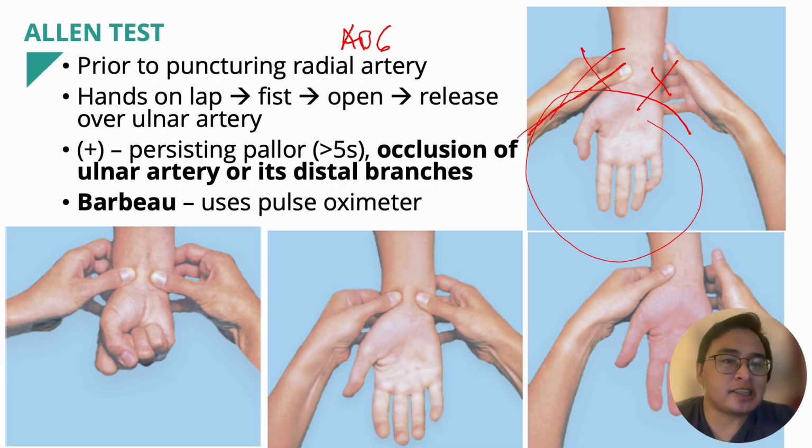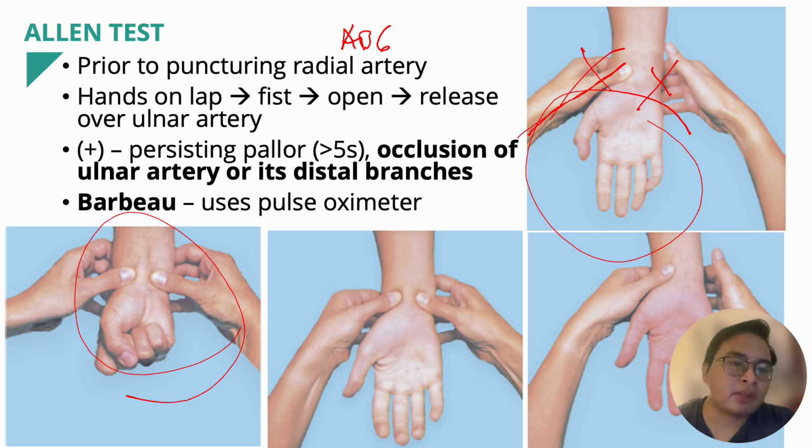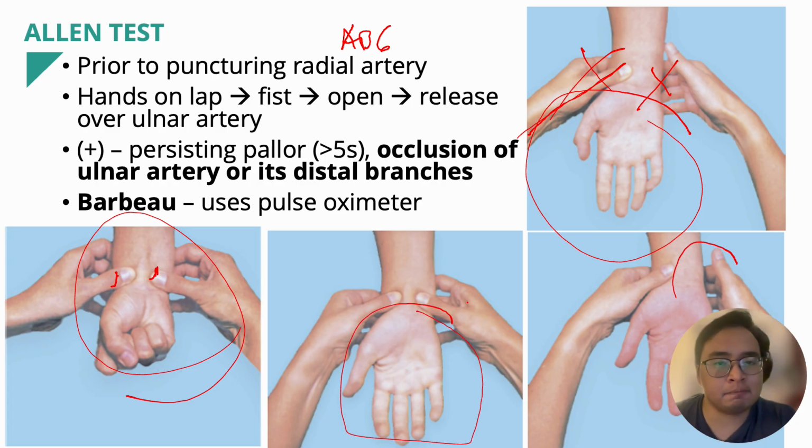You place the patient's hands on their lap. You ask them to make a fist. Okay? Then you apply pressure here on the radial and the ulnar artery. You ask the patient to open, and then you release the pressure over the ulnar artery. So normally, if there's patent blood supply in the ulnar artery, then pallor is not going to last a long time. So pallor should be less than 5 seconds.